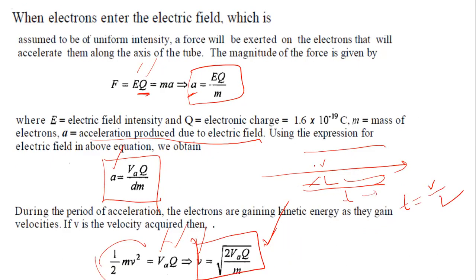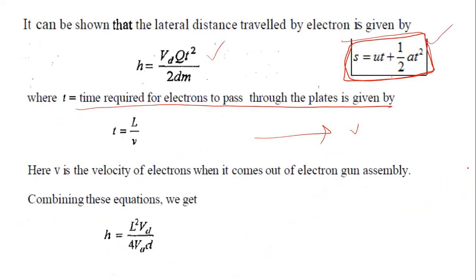V is the velocity gained due to the accelerating anode, and that is along this direction. You can see this in the figure. L is the length of the deflection plate. So T is the time required to pass through such a deflection plate, and it will be given by velocity upon length. Sorry, I reversed it, so T is equal to L upon V.